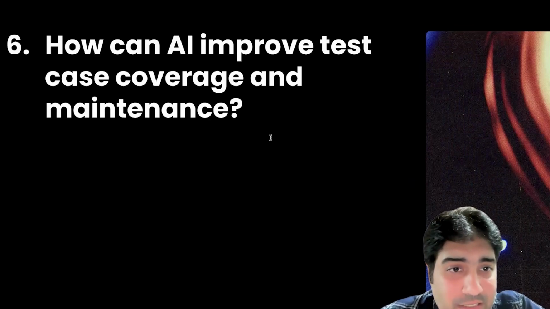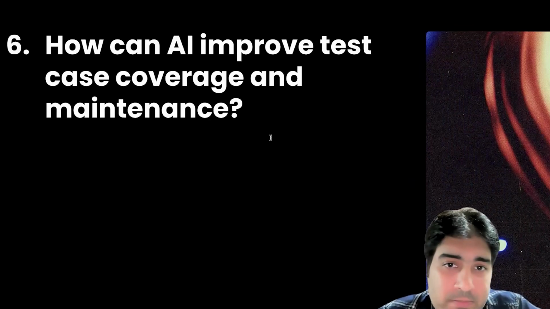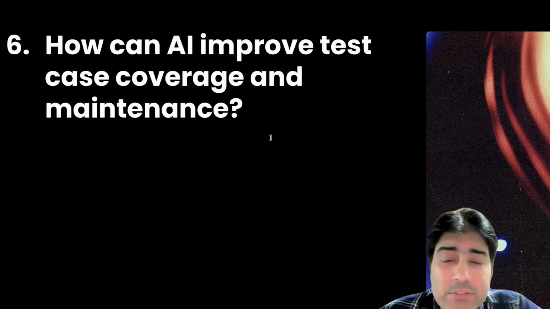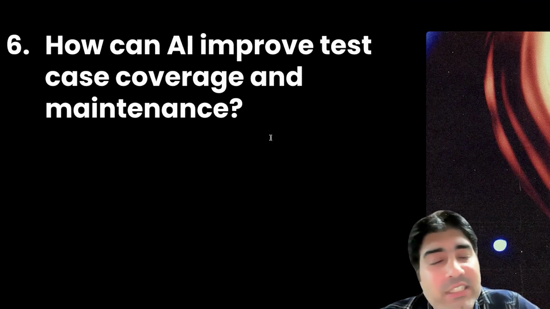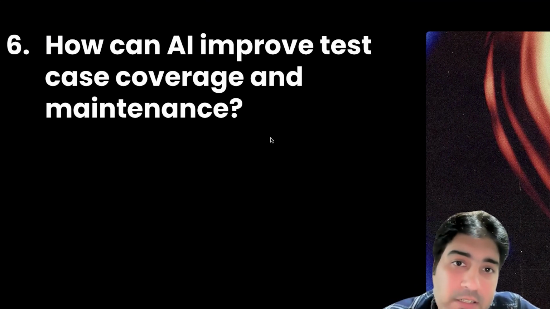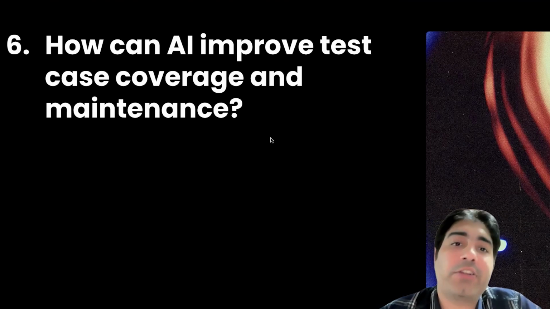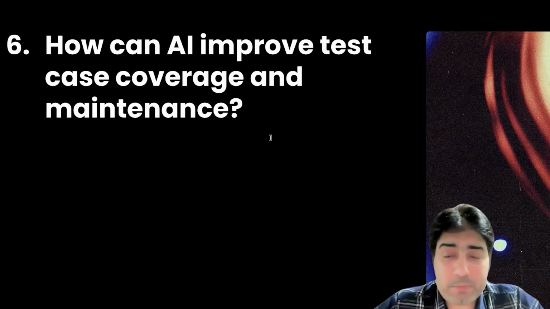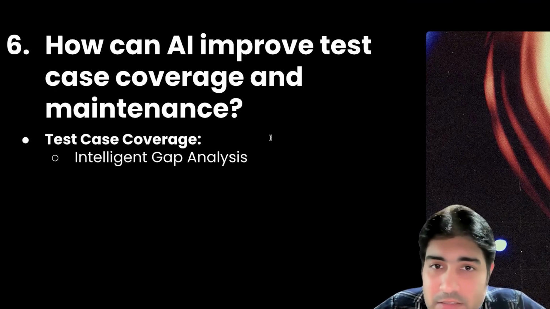Last and final question: how can AI improve test case coverage and maintenance? We all know AI is becoming a bigger part of QA. So in 2025, AI in QA has matured well beyond just generating random test scripts. We now use agentic AI and LLM powered tooling to continuously monitor, generate, and update tests. For improving test case coverage, let's talk about that. We have intelligent gap analysis.